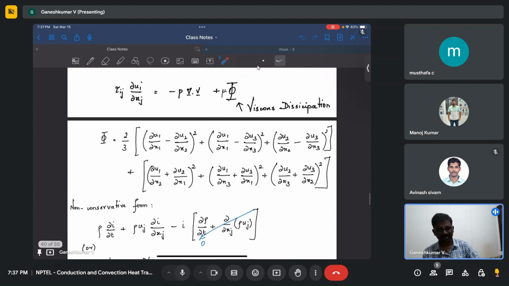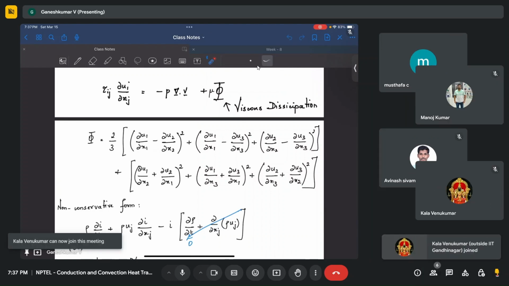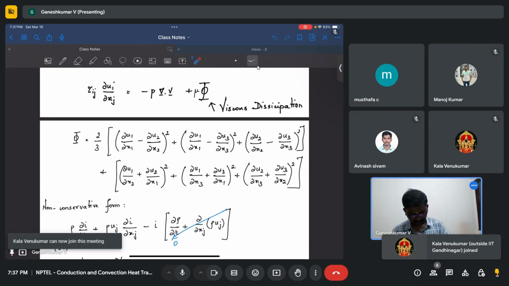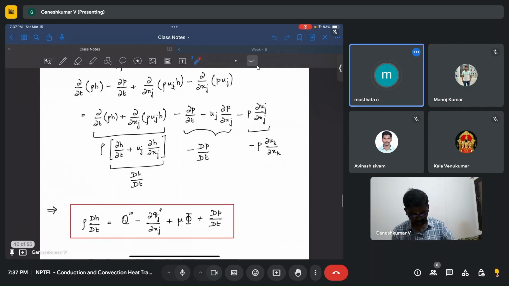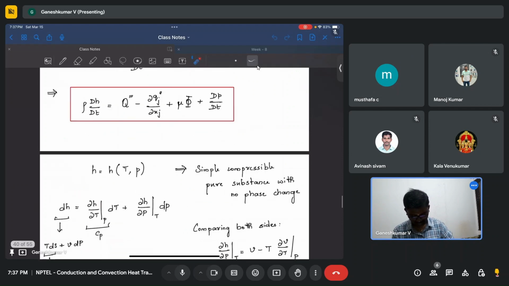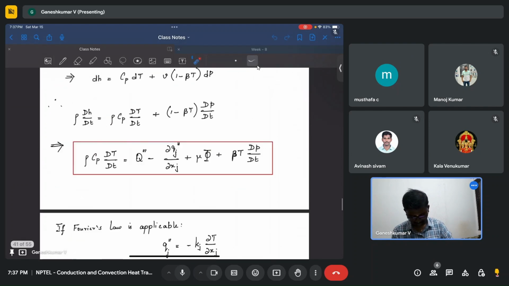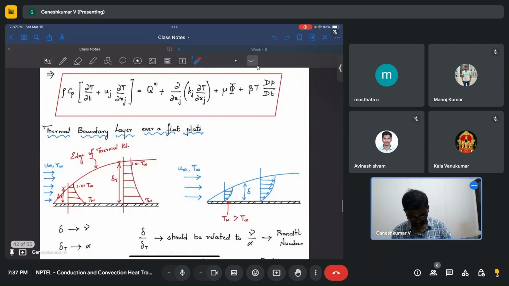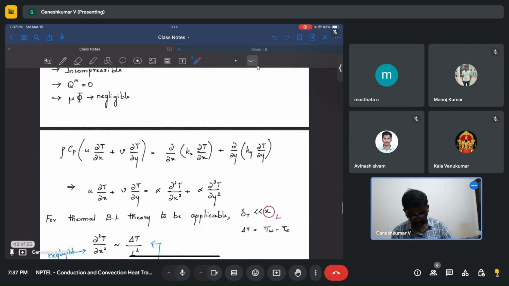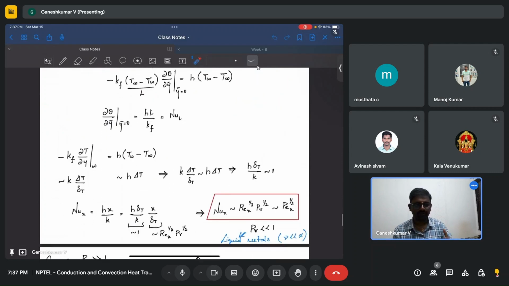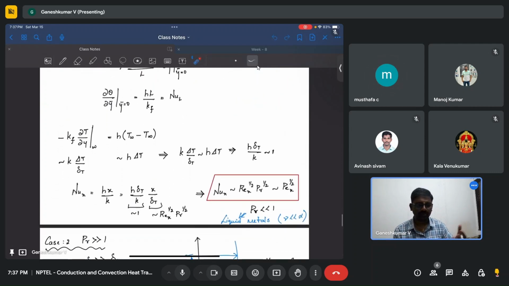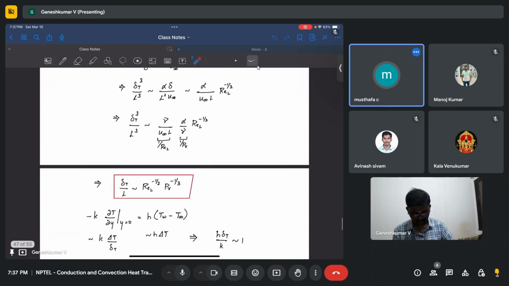So it's just terminology. Usually you just say pressure work. Pressure work explains everything. PdV is the pressure work, or work done by pressure. Also, you can think in this term: pressure is what is driving the flow. Whatever the pressure work is done is what drives the flow.